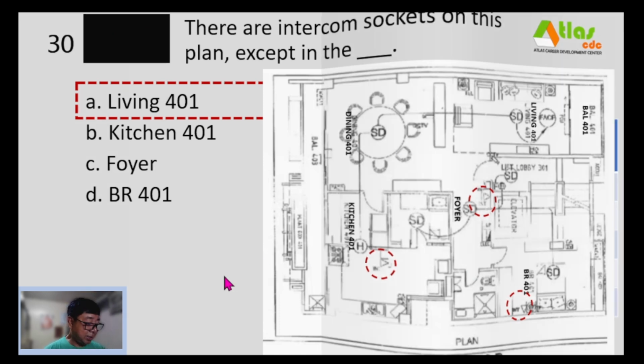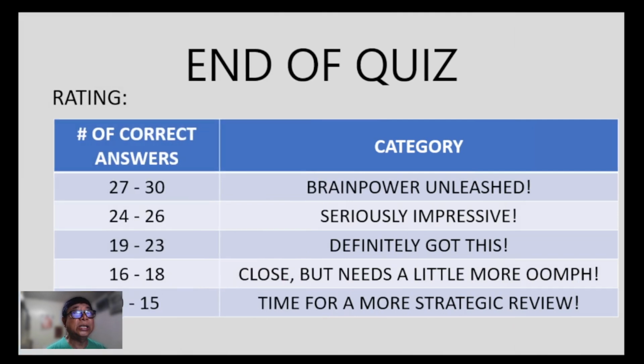So, that's it for our quiz for today. So, if your correct answers is 27 to 30, that is brain power unleashed. Correct answers 24 to 26, seriously impressive. With correct answers 19 to 23, definitely got this. And if your score is 16 to 18, close but needs a little more oomph. And if your score is 0 to 15, time for a more strategic review.